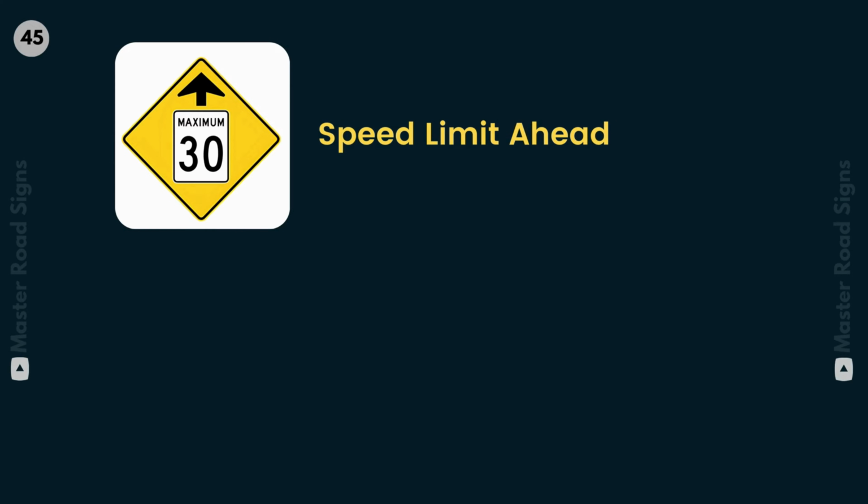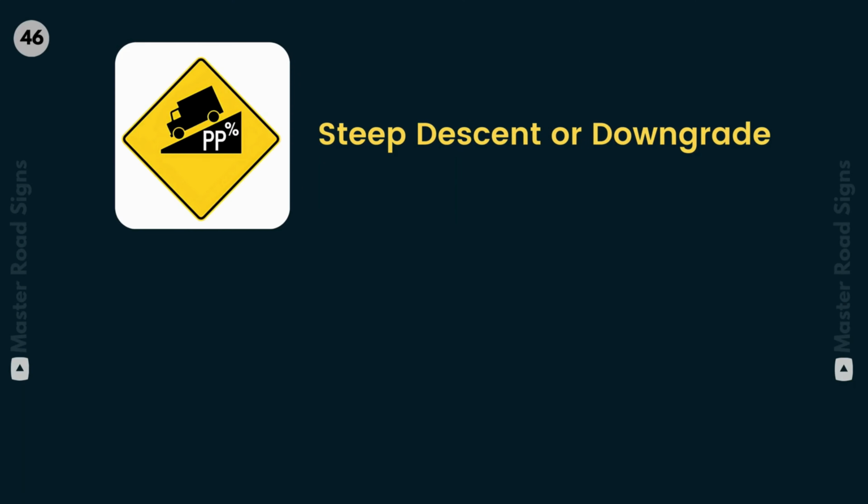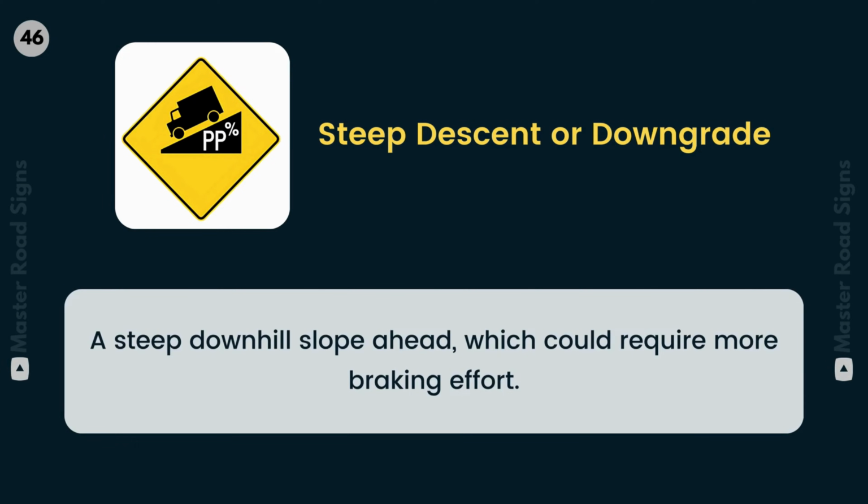Speed limit ahead. A new speed limit is ahead, typically an increase or decrease from the current limit. Steep descent or downgrade sign. A steep downhill slope ahead, which could require more braking effort.